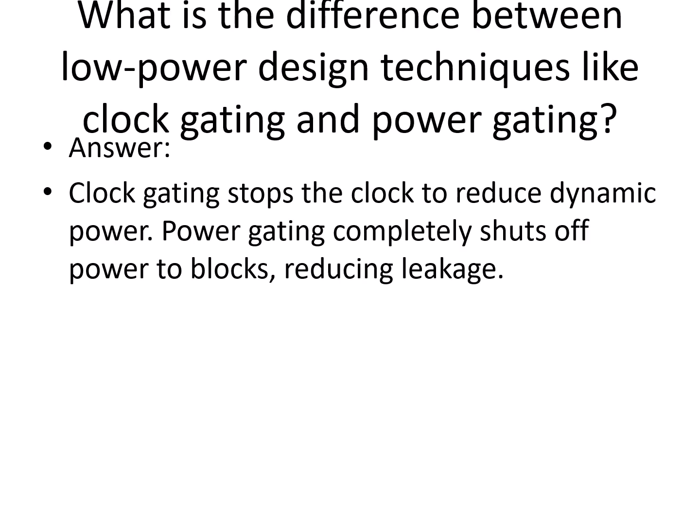Now, what is the difference between clock gating and power gating? Clock gating saves dynamic power by stopping the clock. Power gating cuts off the power completely, reducing leakage. Both are very common in low power design.